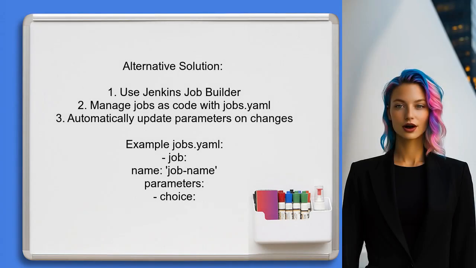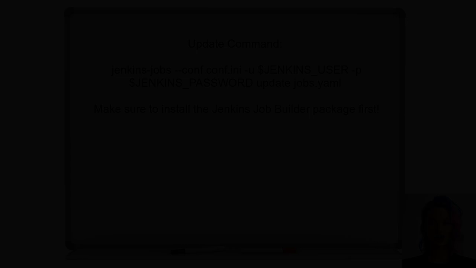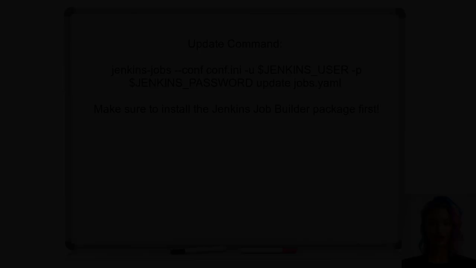One alternative solution comes from a user who suggests using the Jenkins Job Builder Python package. This tool allows you to manage Jenkins jobs as code. By keeping a jobs.yaml file in your source control management, Jenkins can automatically update job parameters whenever changes are made. To implement this, you would create a config.ini file to set up your Jenkins connection and run a command to update the job. This command ensures that your Jenkins job reflects the latest changes in your job's YAML file.